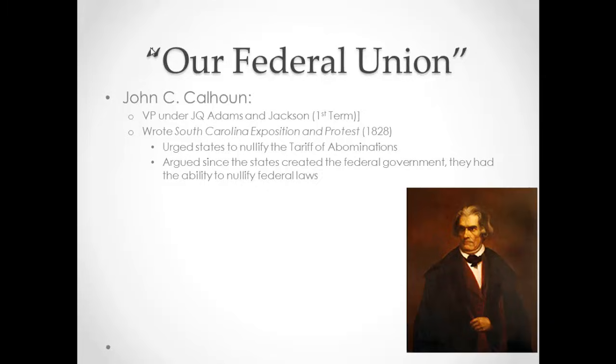Just like Virginia and Kentucky urged other states to nullify the Alien and Sedition Acts. However, neither were successful in getting other states to do so.